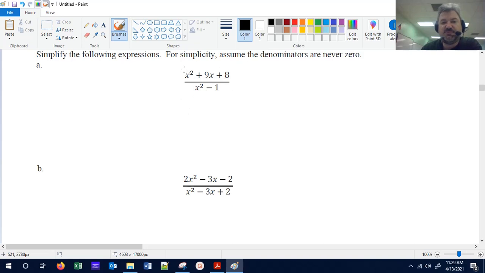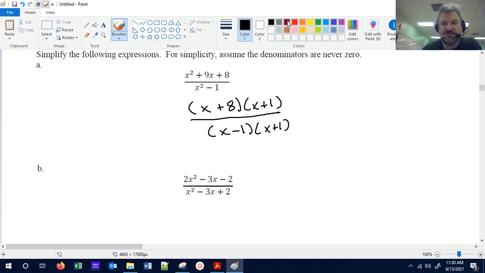All right, so remember, you can't just cancel out the x squareds. We need to factor first. So I'm going to factor this as x plus 8 and x plus 1. The denominator factors as a difference of two squares, x minus 1 and x plus 1. And then I can reduce the x plus 1's, giving me x plus 8 over x minus 1.